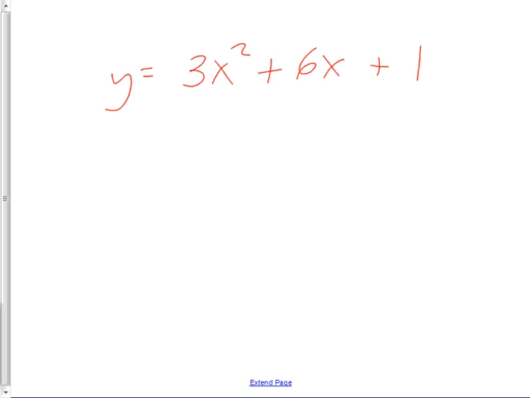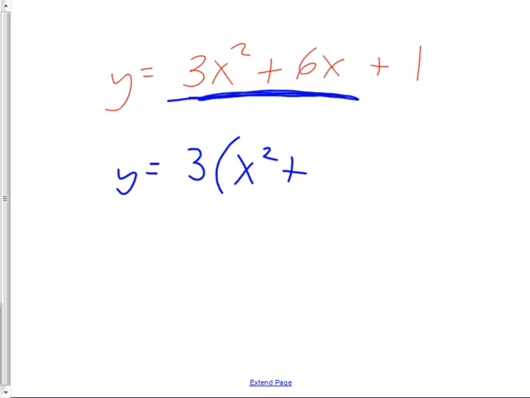How can you factor it out without including the 1? Just factor a 3 out of these two. Let me show you what it looks like then. y equals 3 comes out of these two, and I have what left? x squared plus 2x plus 1.